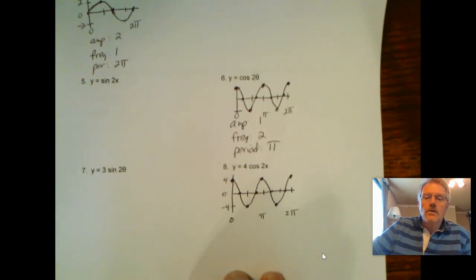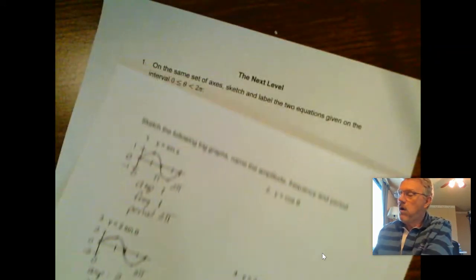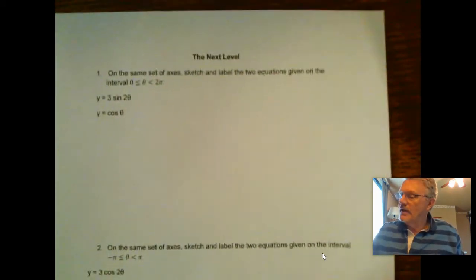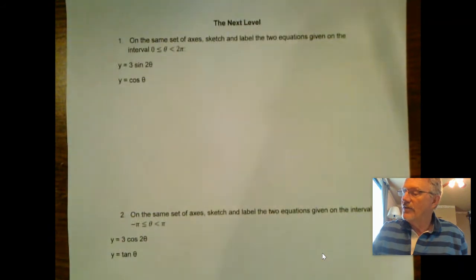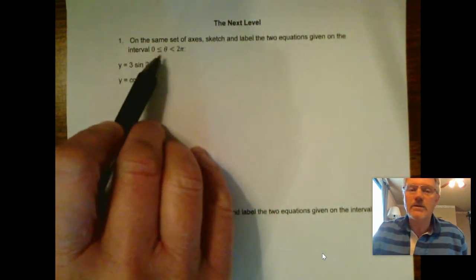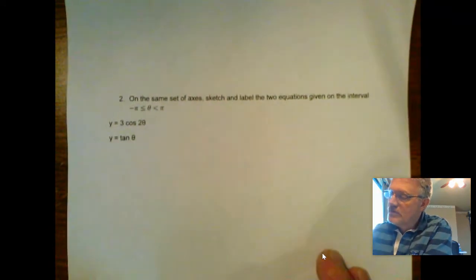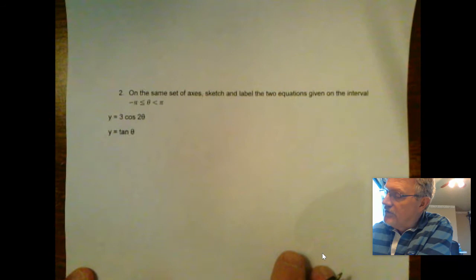All right, so those are some of the transformations that occur to the trig graphs. All right, so then we're going to take a look at the next level. All right, now the first one is kind of the basic between 0 and 2 pi. So I'm going to do the harder one. I'll let you guys do the easier one.